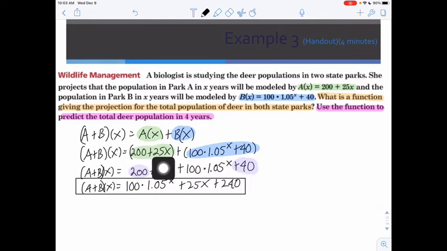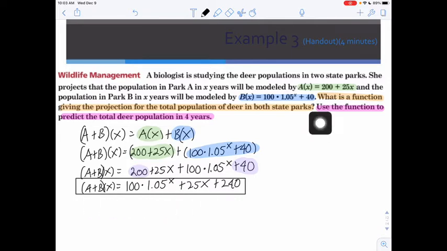The 25x is the only term that's got an x being multiplied by something. Again, this x up here is in the exponent, so these two are not like terms. They look very different. This has a variable in the exponent, this has a variable just down next to the 25. So the 25x and the 100 times 1.05 to the x power don't have any like terms, so we leave them just the way they are. I'm going to go ahead and write the 100 times 1.05 to the x power first, then I'm going to put plus 25x, and then we've got 240, that becomes plus 240. So this is A plus B of x without plugging anything else in.